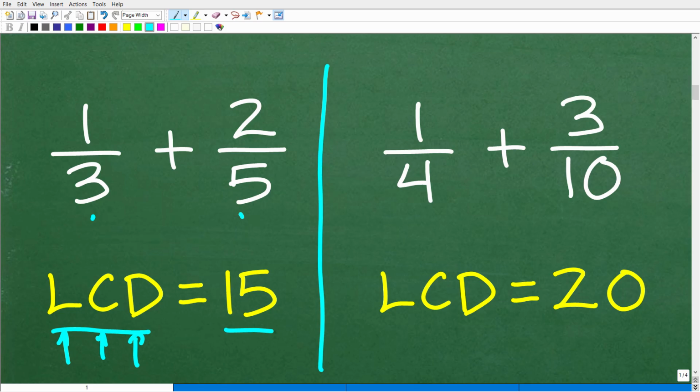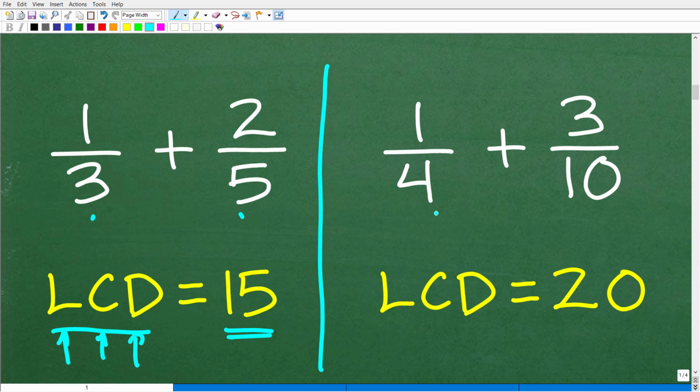But that's not the lowest number. They also go into 15 without a remainder. So that's the lowest number, and that would be the LCD. That's a pretty good way to think about the LCD, but that is not how we want to think of it in terms of how to find the LCD. From a conceptual standpoint, though, that's pretty good.